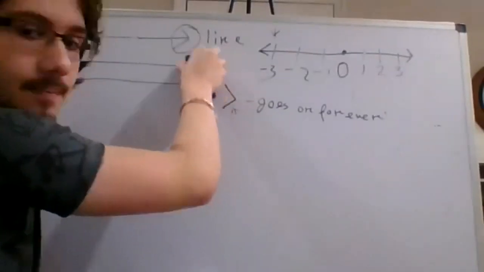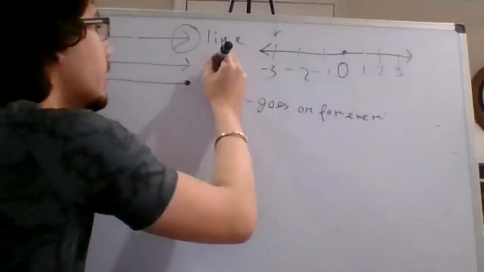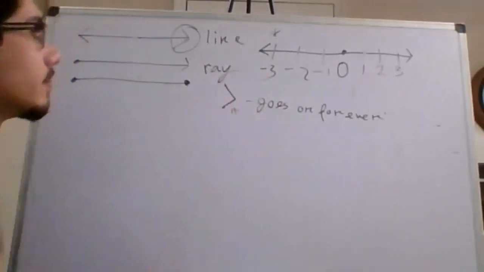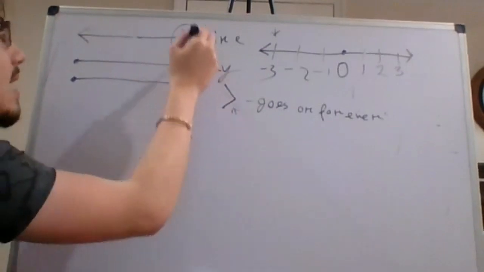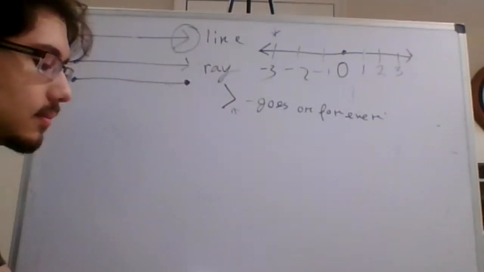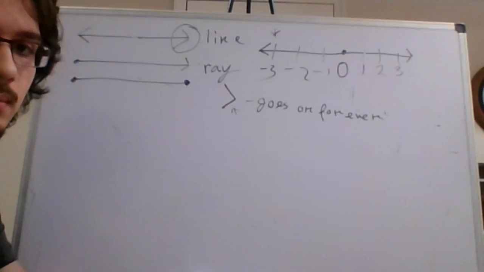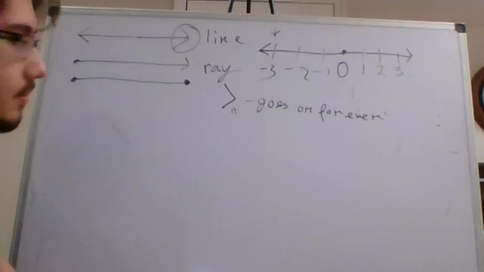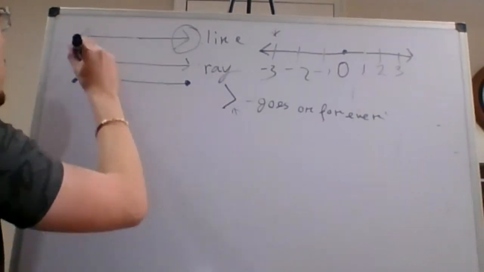Now, this is called a ray. Does anybody see the difference between the ray and the line? One has an arrow at the end and one has a point. Very good. There's a point at the end.